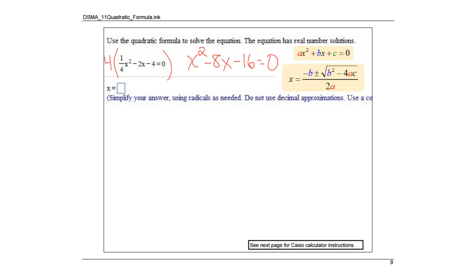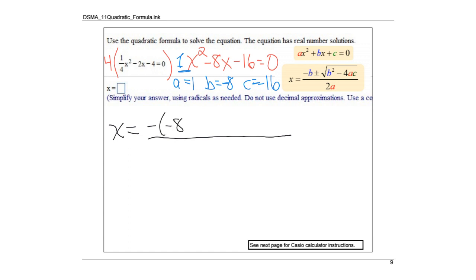Okay, so now we can use the quadratic formula. We have that a is equal to 1, that's from right here. Remember, there's an implied 1 sitting there. B is equal to -8, and C is equal to -16. All right, so let's get to work here. So we have x is equal to, the very first thing we're going to put in here is negative of b. So that's the negative of -8. Then we use the plus or minus symbol.